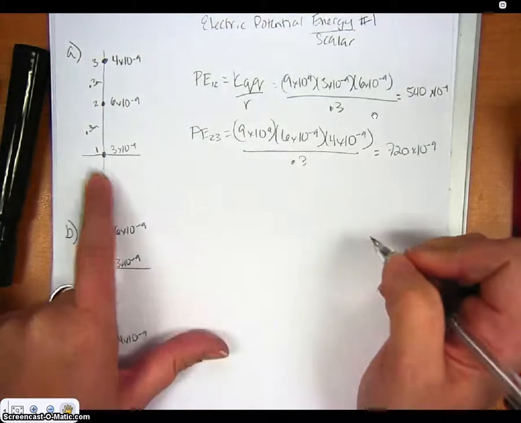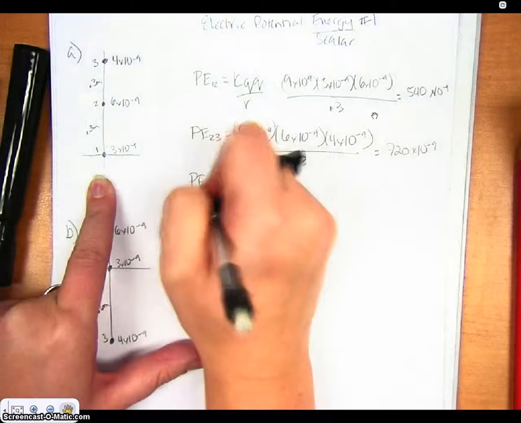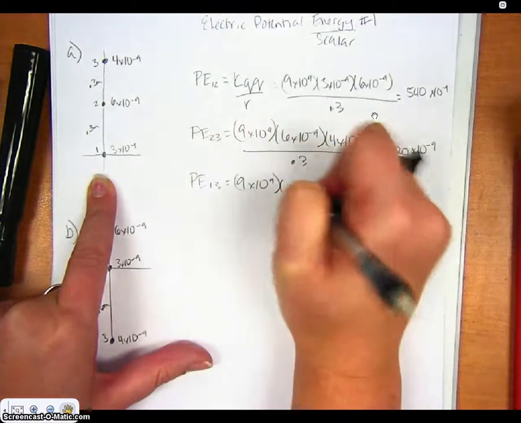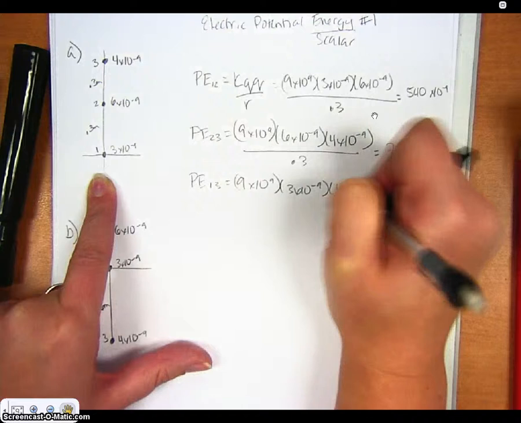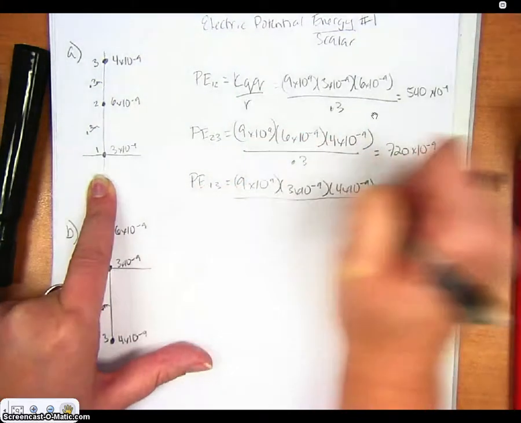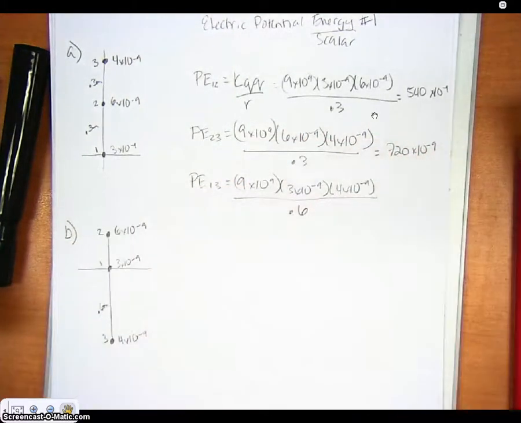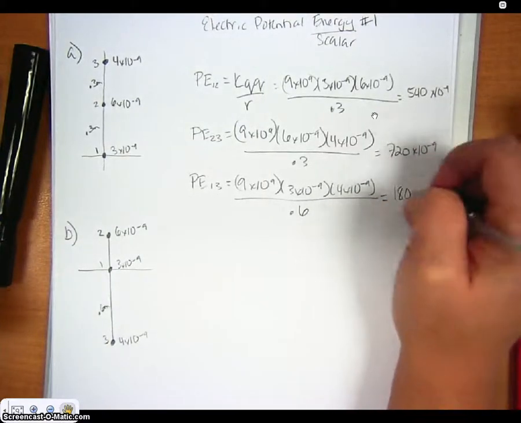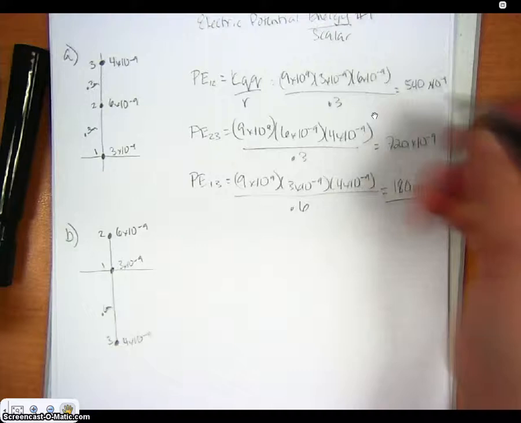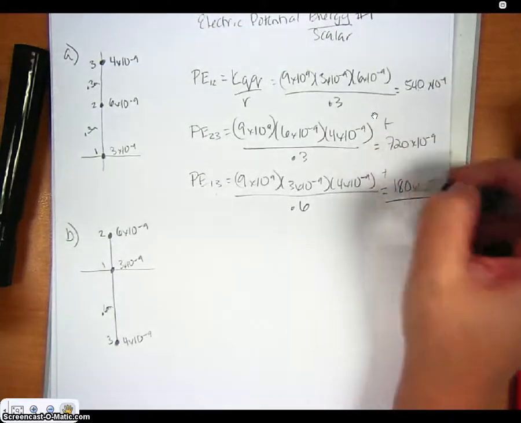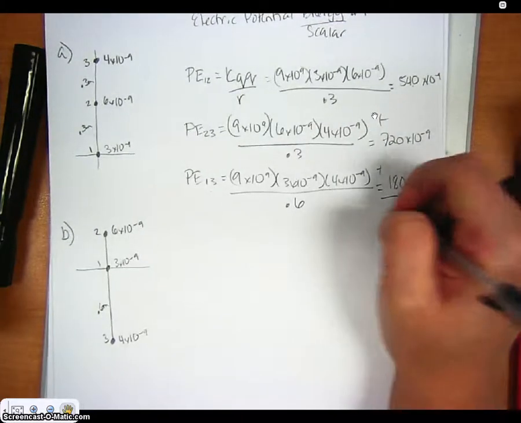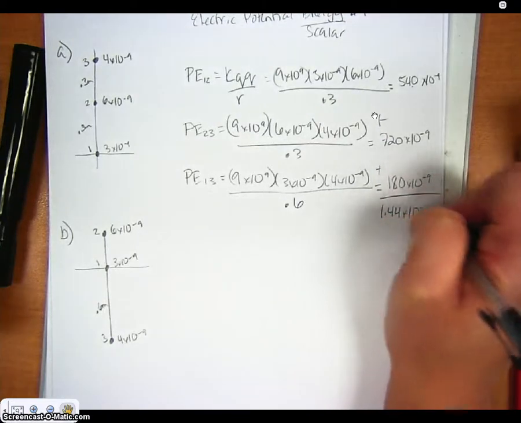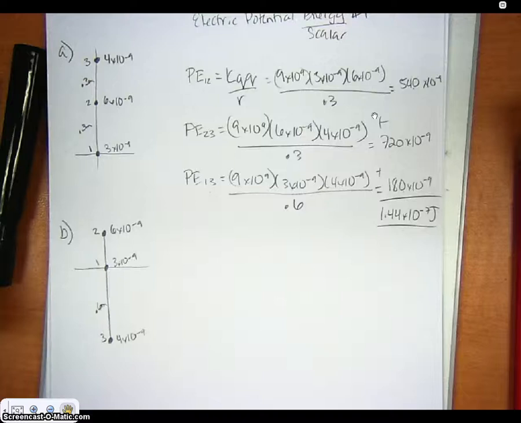And then the last one I'm going to do is 1 and 3. So PE of 1 and 3 is 9 times 10 to the 9th, all times 3 times 10 to the negative 9th, times 4 times 10 to the negative 9th, all over 0.6, okay? And this is 180 times 10 to the negative 9th, okay? Then I'm just going to add all those together, and after writing correct scientific notation, I get 1.44 times 10 to the negative 7th joules of potential energy.